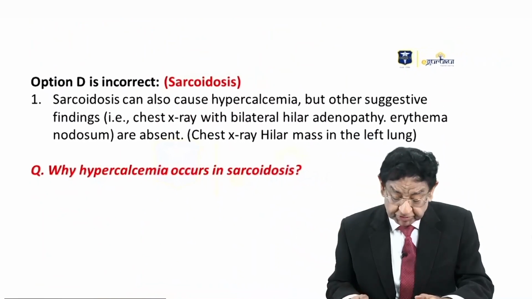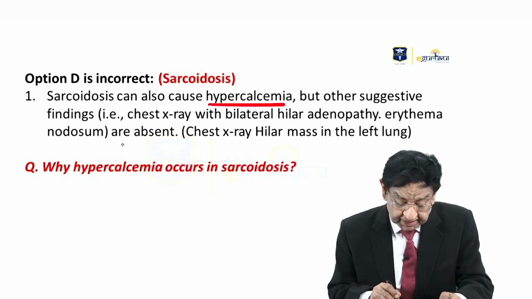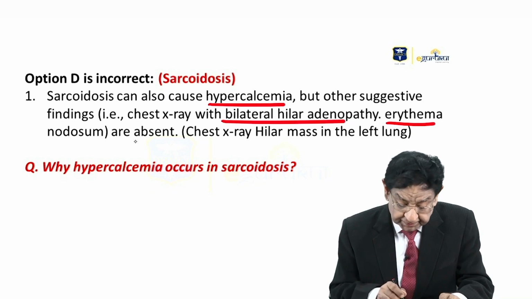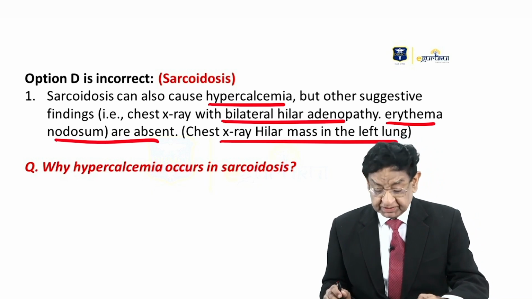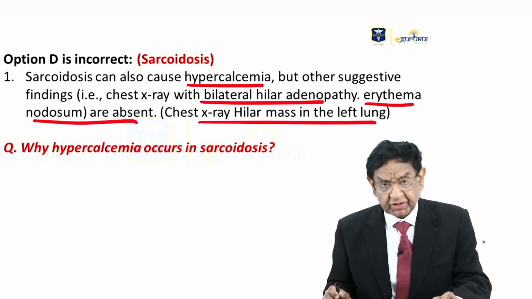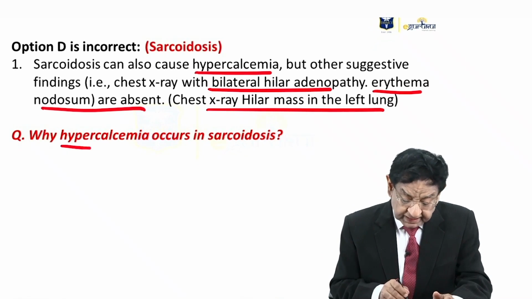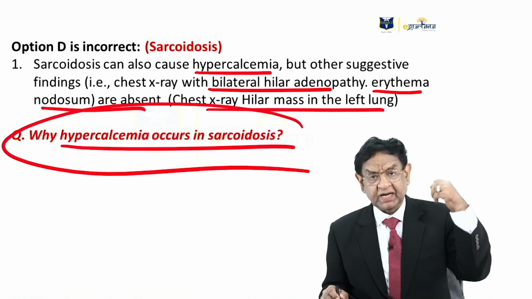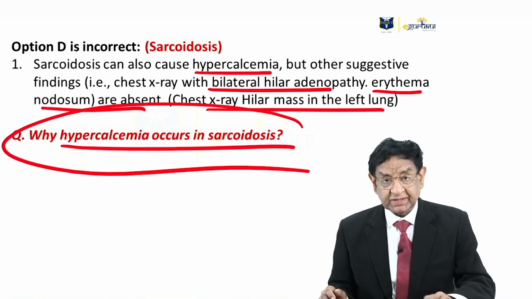What about sarcoidosis? It is a very important differential diagnosis. It also leads to hypercalcemia, but there is bilateral hilar adenopathy and erythema nodosum, which are absent here. On chest X-ray, of course, in our patient there is only left-sided hilar adenopathy, not bilateral, which is usually not a feature of sarcoidosis. But now again, one more question: why does hypercalcemia occur in sarcoidosis? This is the universal question. This is asked in all the exams throughout the world. Well, you can write down the answer.